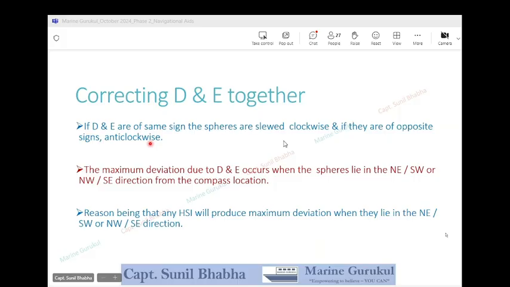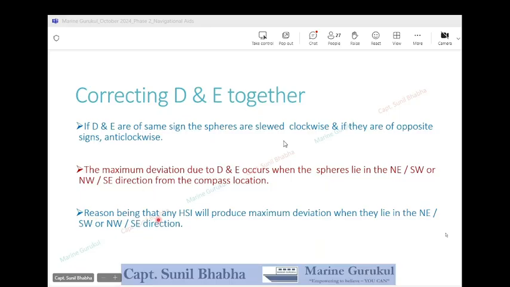If it was only coefficient eco, we know the vessel should be on some cardinal heading, that is where coefficient eco is strongest. But when we are having a combined correction of delta and eco, what should be the heading of the ship? Now for this, the maximum deviation due to delta and eco combined occurs when the spheres lie in the northeast or southwest direction of the compass location.